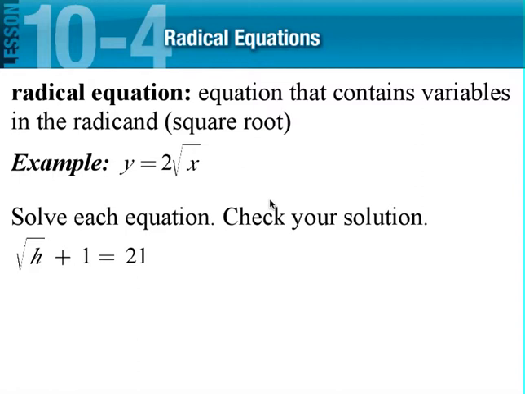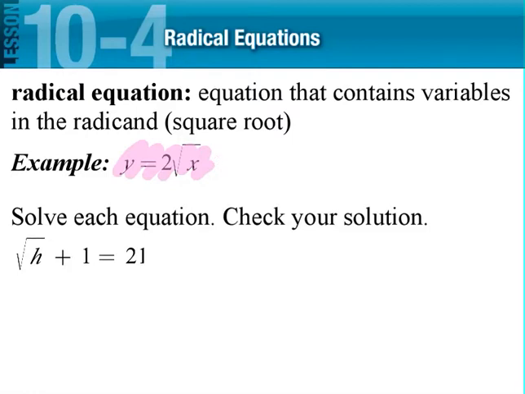So a radical equation is an equation that contains variables in the radicand. Basically, it's got a variable in the square root. That's all it is. An example is y equals 2 root x. That is an example of a radical equation. Okay? And what we're going to do now is solve these equations.